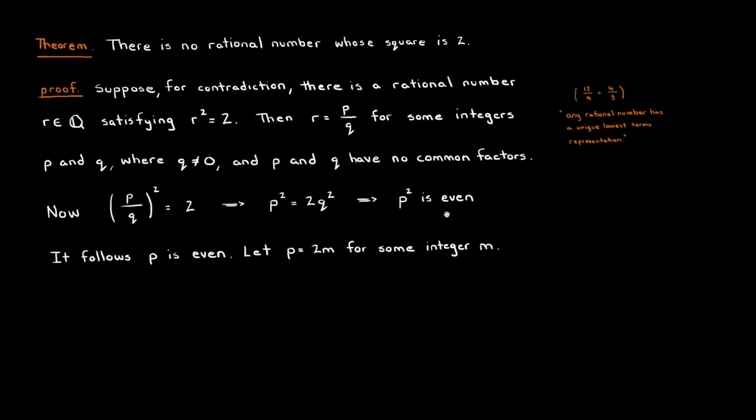But now remember the result that we just proved. If p squared is even, then it must be the case that p is even, right? So it follows that p is even. So then we can actually let p equal 2 times some integer m.